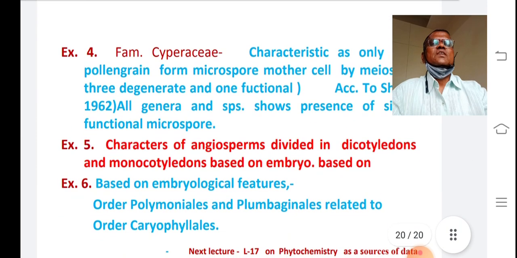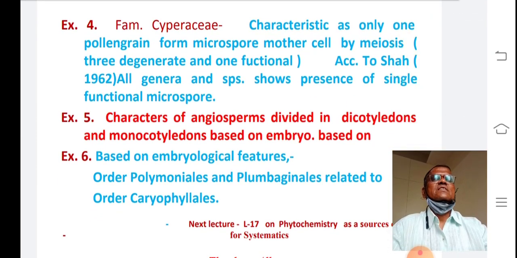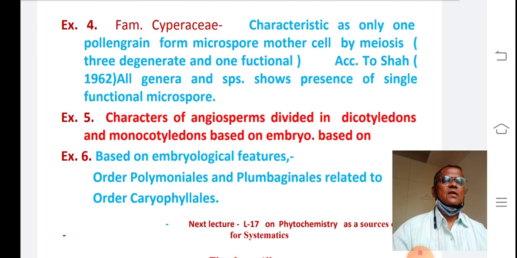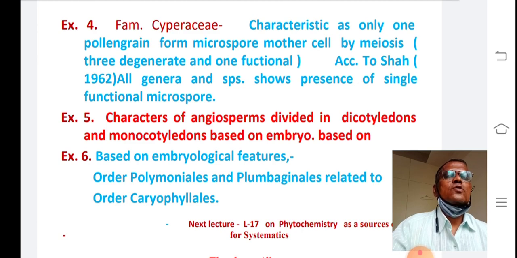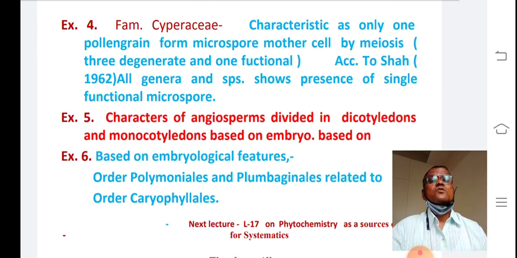Then the fourth example is family Cyperaceae, whose members are known as nagarmotha. The characteristic is that only 1 pollen grain forms from the microspore mother cell by meiosis, while 3 degenerate and 1 is functional. According to Shah 1962, all genera and species show the presence of a single functional microspore. All members of this family, the Cyperus and others, show this character.